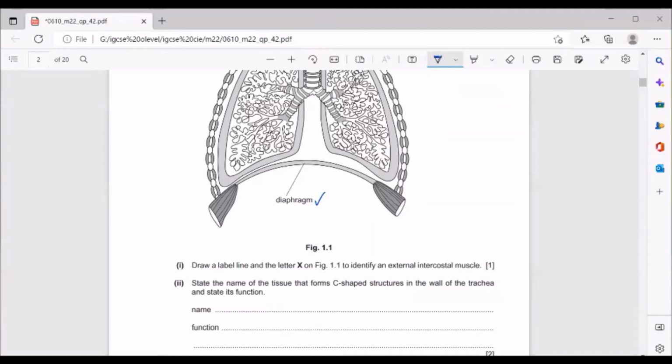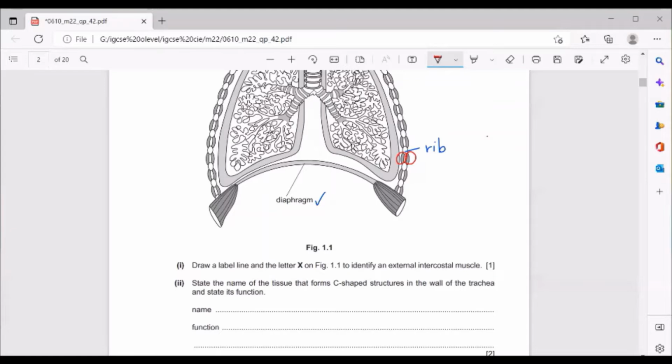So where exactly is the rib bone? So for example, this is a rib bone, right? So here there are many rib bones. So this is also a rib bone. The muscle between two rib bones is the intercostal muscle. This and this are both intercostal muscle.